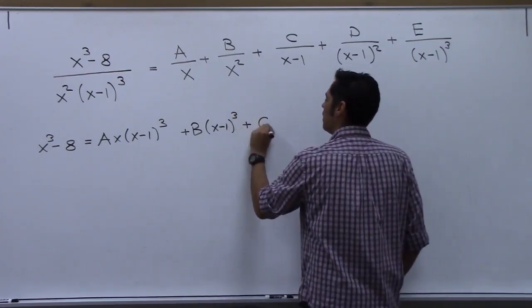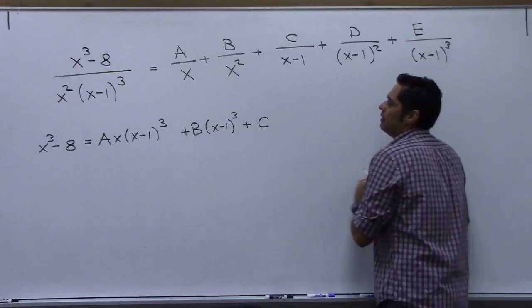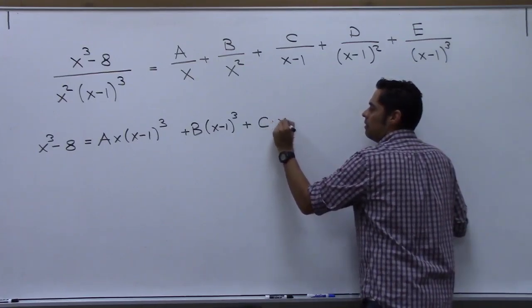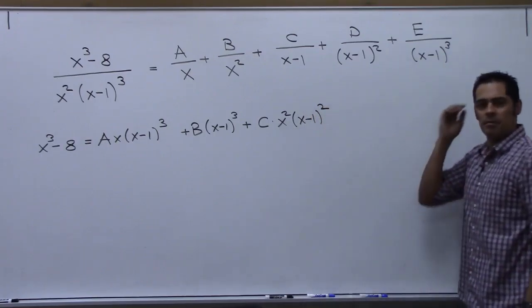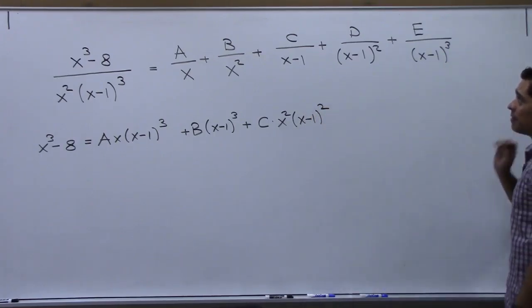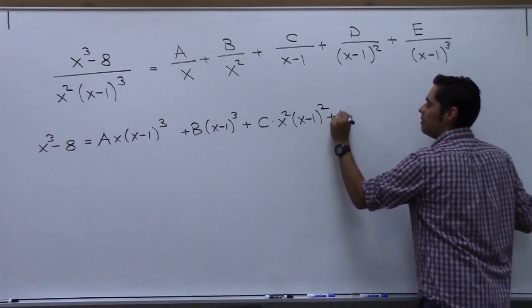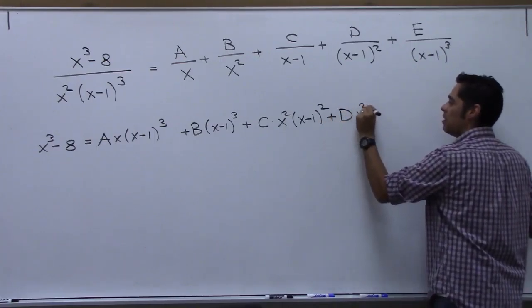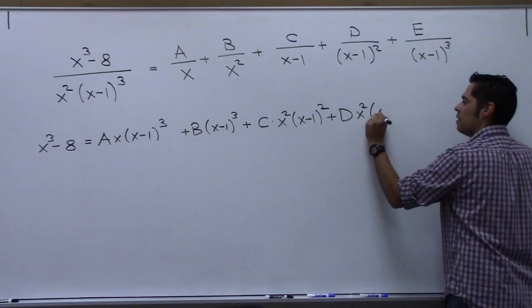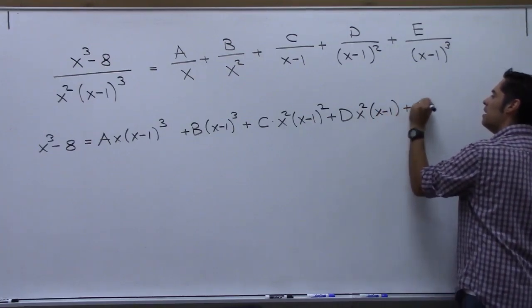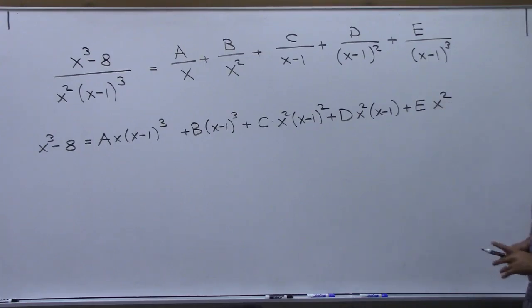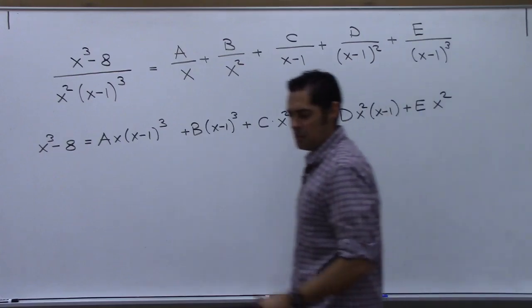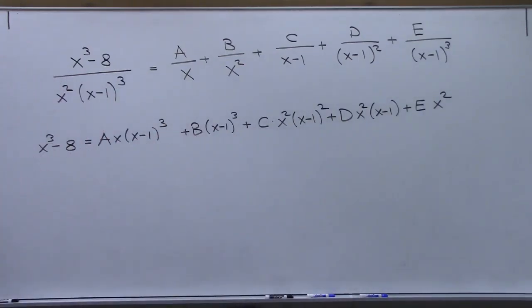How about c? It's going to be c times x squared times x minus 1 squared. Good. And then d times x squared times x minus 1. Good. And finally, e x squared. Wow. Not so bad, except for the next step, which may not work out the way you want it to.